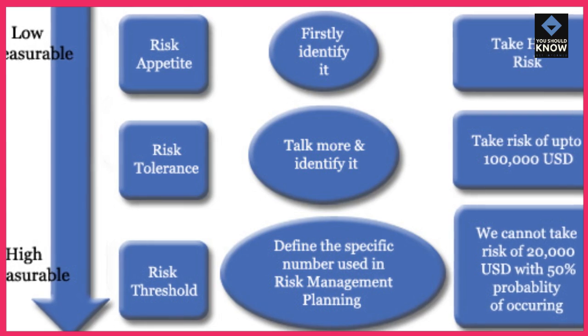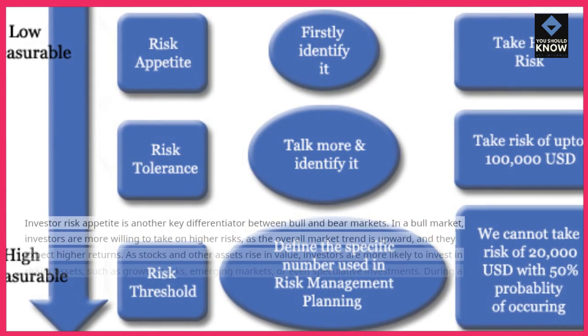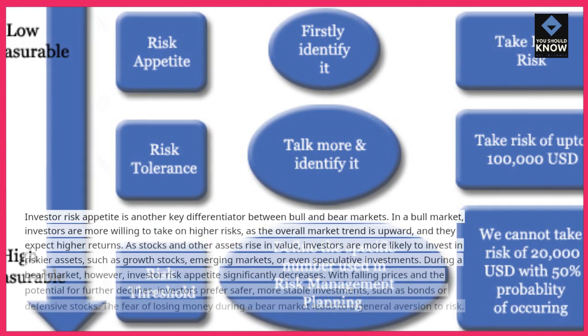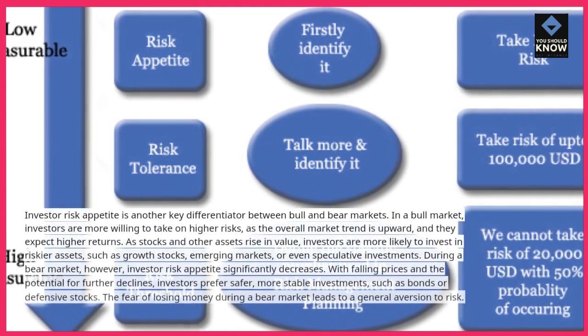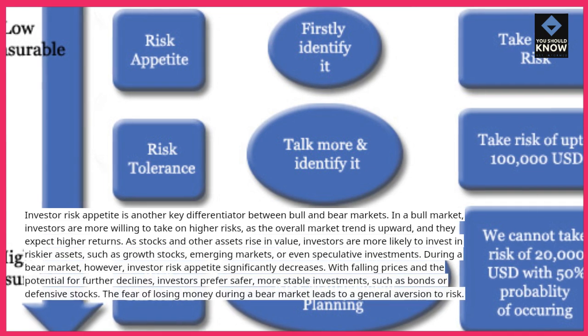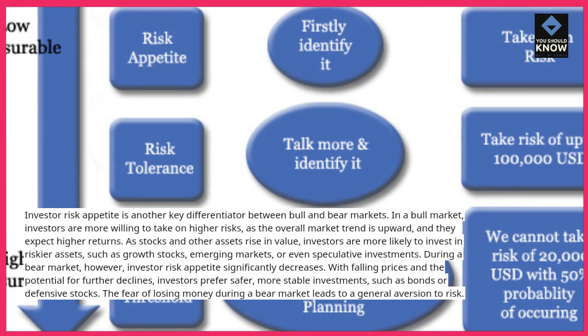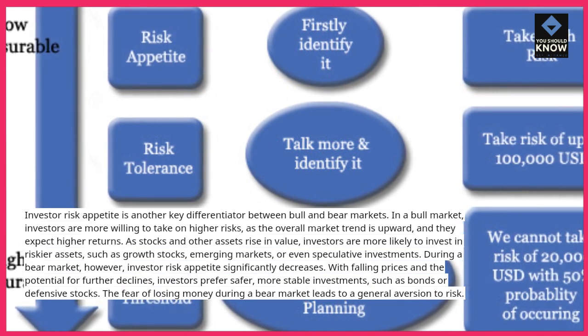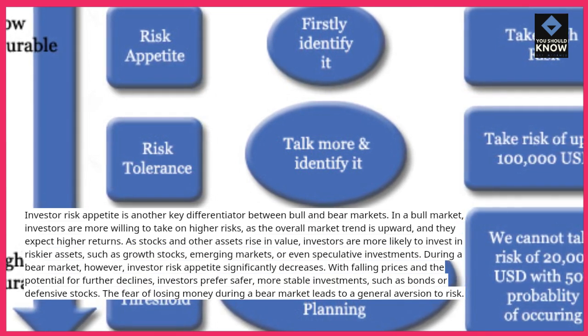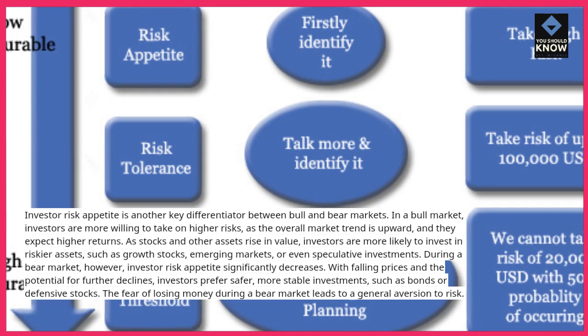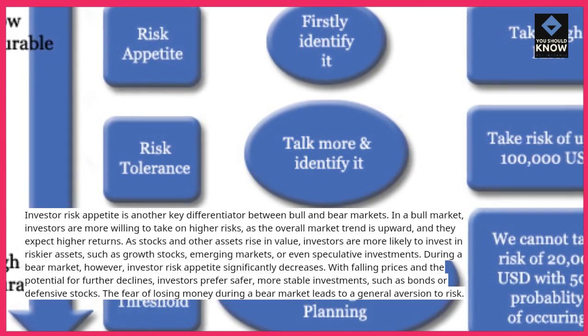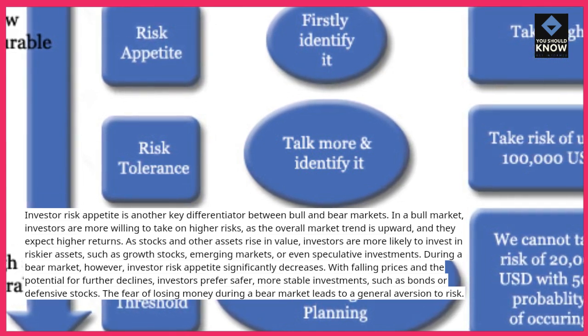Investor risk appetite is another key differentiator between bull and bear markets. In a bull market, investors are more willing to take on higher risks, as the overall market trend is upward, and they expect higher returns. As stocks and other assets rise in value, investors are more likely to invest in riskier assets, such as growth stocks, emerging markets, or even speculative investments.